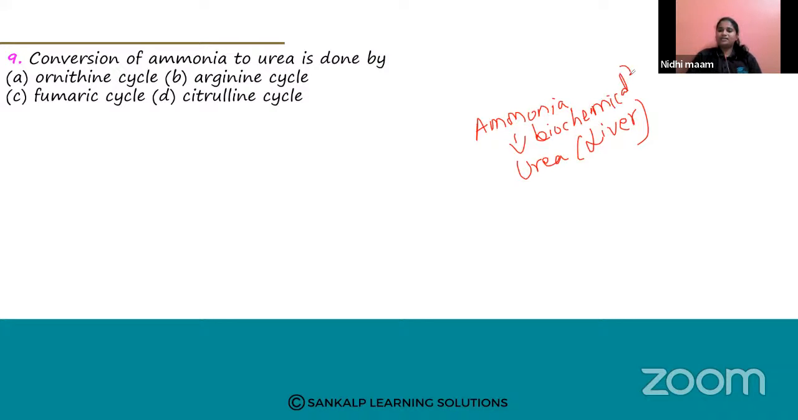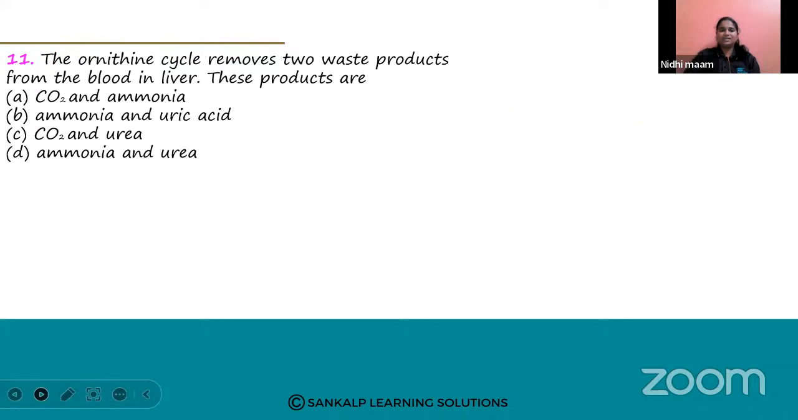What happens in this series of biochemical reactions, what are these called? Which cycle will we refer to it as? Just now we discussed the same kind of question. YouTube students, you can answer in the comment box. The quick response is given by Hema. Answer A, exactly, ornithine cycle.